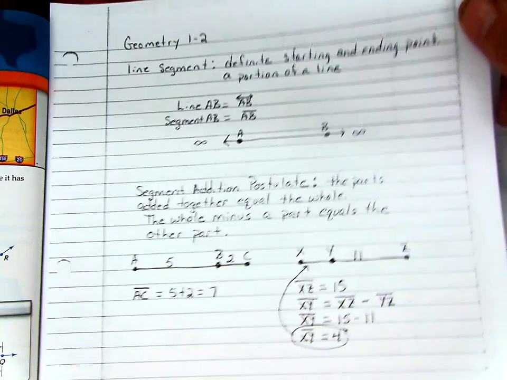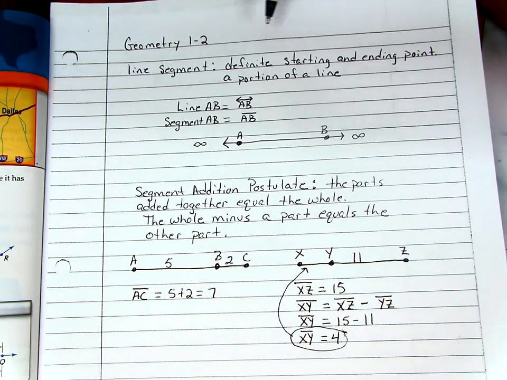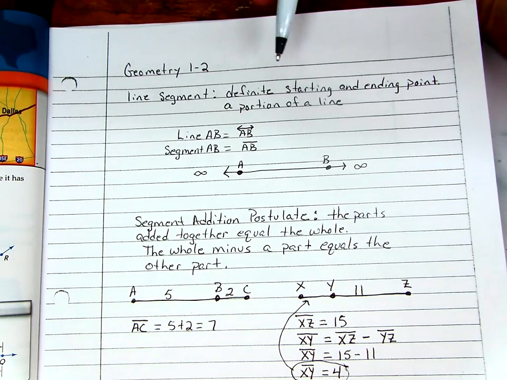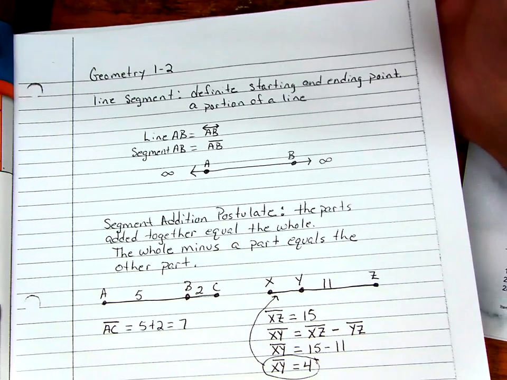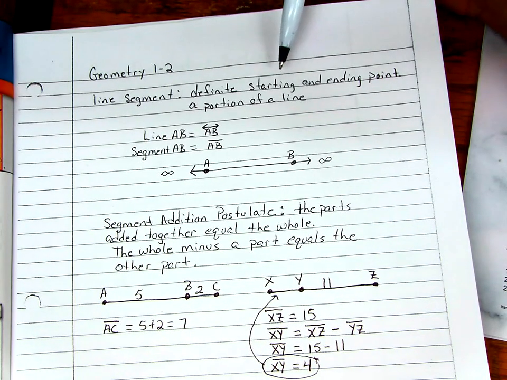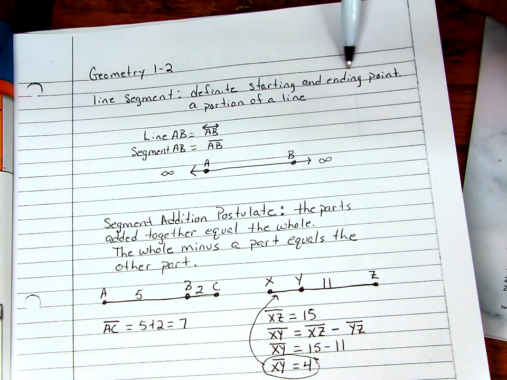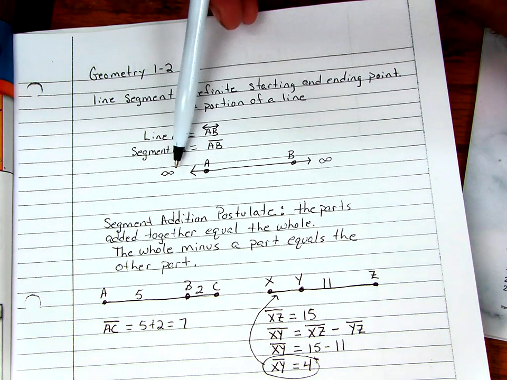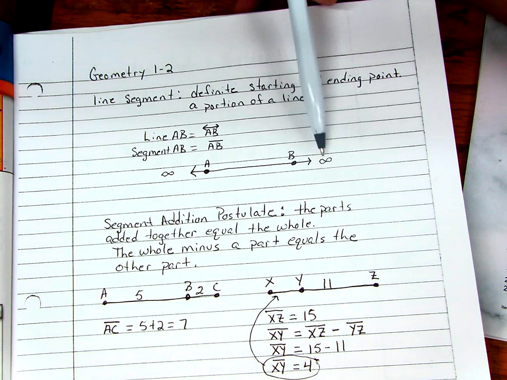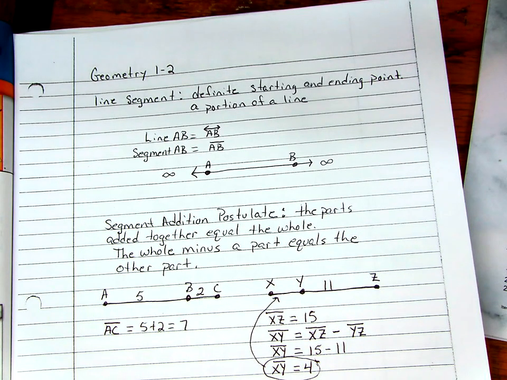This section talks about line segments. A line segment is different from a line because it definitely has a starting point and it definitely has an ending point. It's a portion of a line. A line never starts anywhere and it never ends anywhere. It goes from infinity this way to infinity that way.